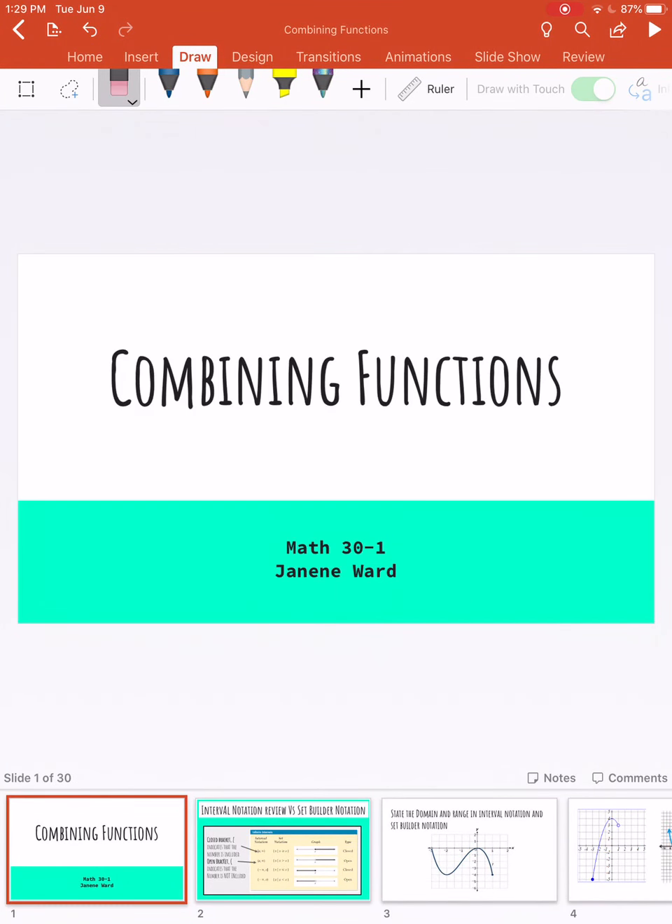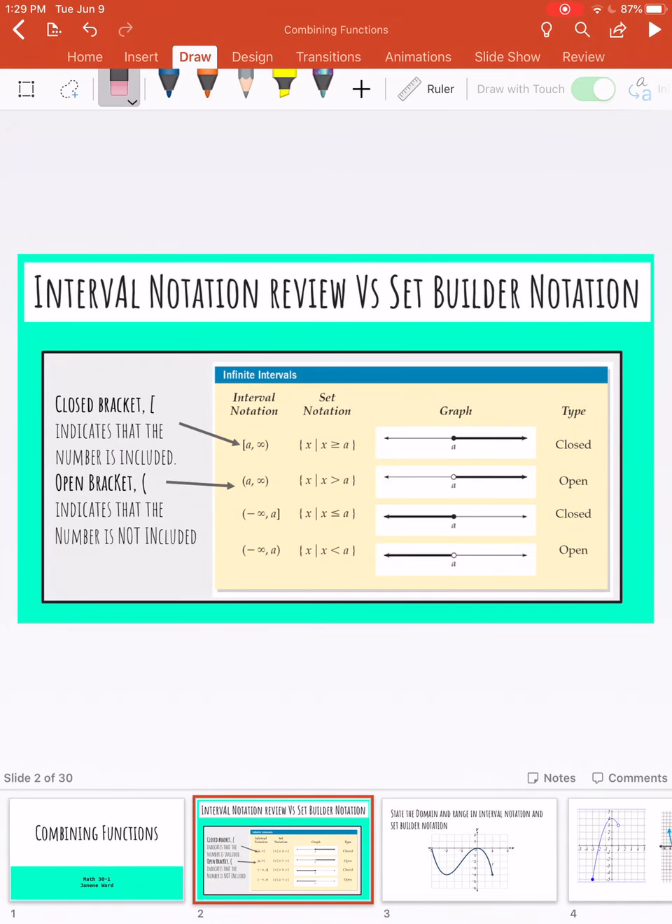Okay, so we're going to start our first unit and our first topic on combining functions. A lot of this lesson we'll be looking at some background information. To start with, let's look at domain and range.